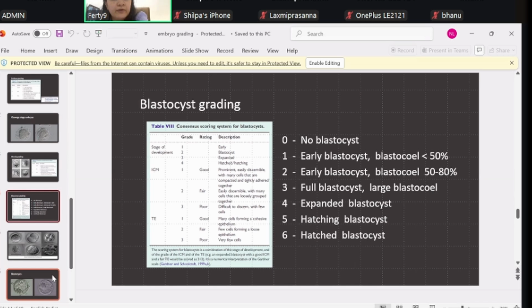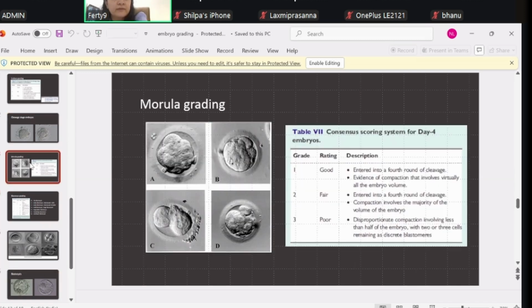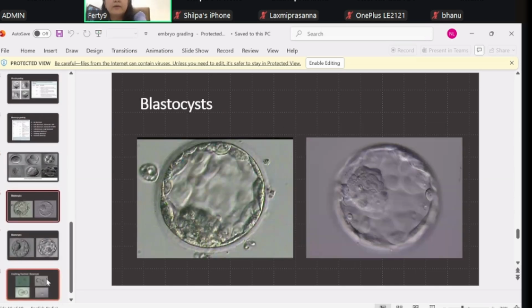Now we are entering blastocyst grading, that is day 5. So embryo grading is on day 3 from the OPU day, and on day 5, that is day 0 to day 5, is the blastocyst grade. Here, no blast means all the day 3 embryos are arrested. From this morula stage to the blastocyst stage, it depends only on the number of hours from the ICSI. The blastocyst stage is around 116 plus or minus 2 hours.